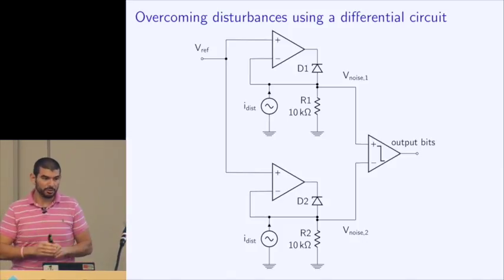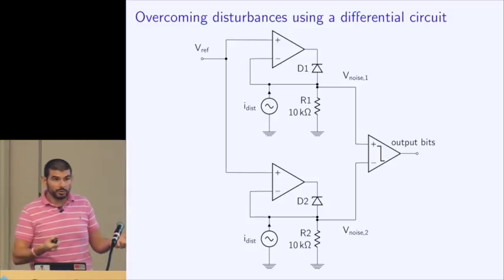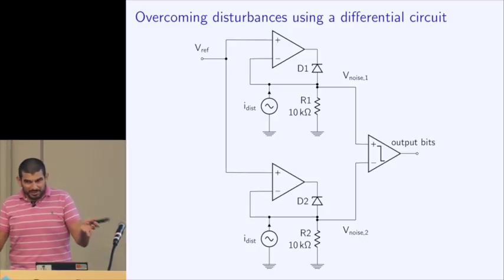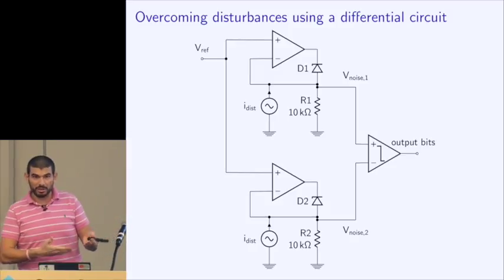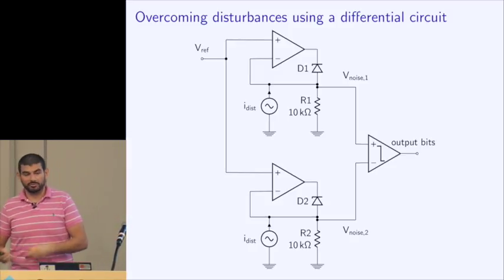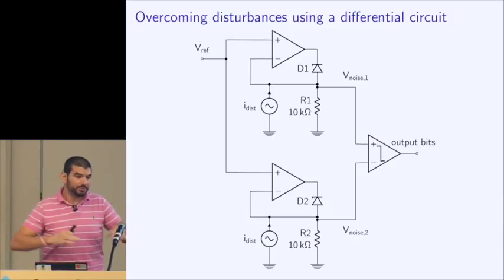Right? It's the same value of current. So that means, let's say vnoise1 goes up by a millivolt and vnoise2 goes up by a millivolt, but their difference doesn't change. If vnoise1 was greater than vnoise2 before the 1 millivolt change, it'll still be greater than it after the 1 millivolt change. So this is great. We can reject any common mode disturbances.